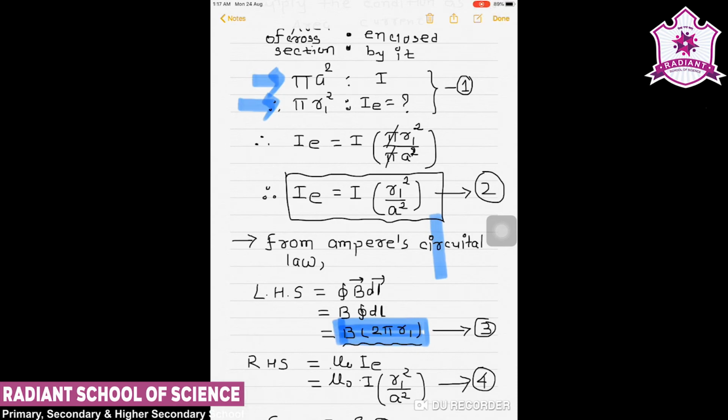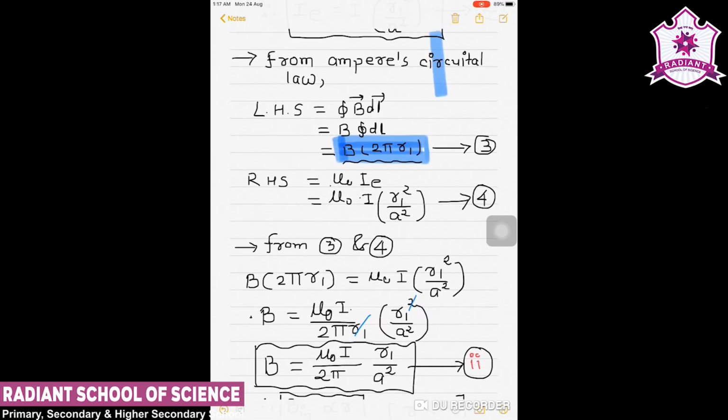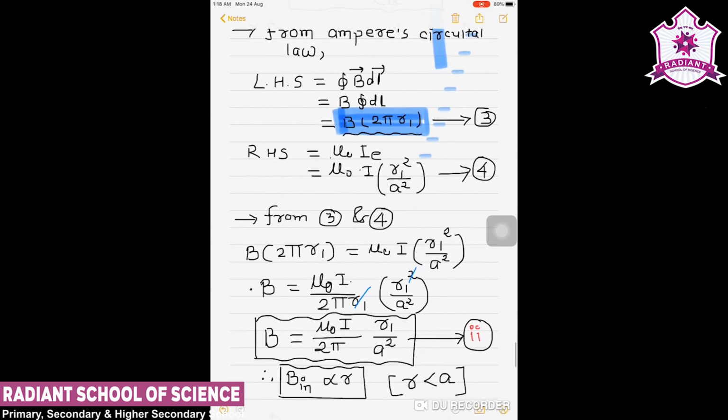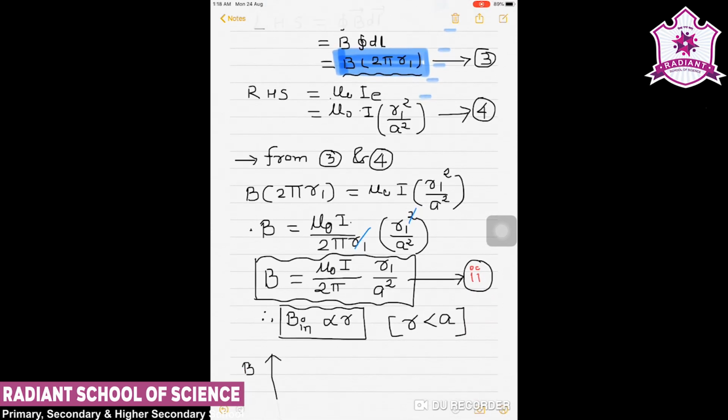If we move further, we apply the RHS as mu 0 into IE, where IE is the enclosed current that we found in equation 2. Applying equation 2 here, the RHS becomes mu 0 I r1 square over a square. Combining equations 3 and 4, we get B into 2 pi r1 is equal to mu 0 into I r1 square over a square.